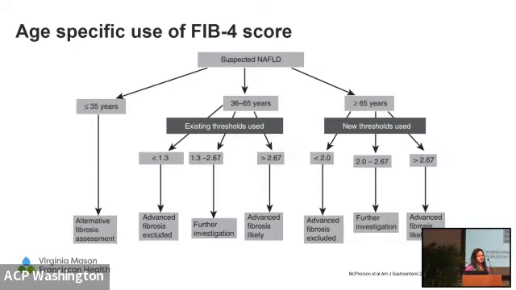And this could probably prevent some of the referrals that we see. I have had patients who are 80 years old with a FIB4 of 1.8. I think those patients can be monitored.